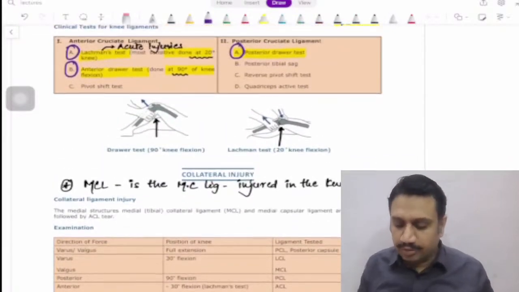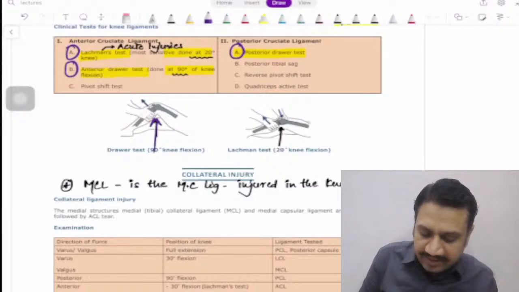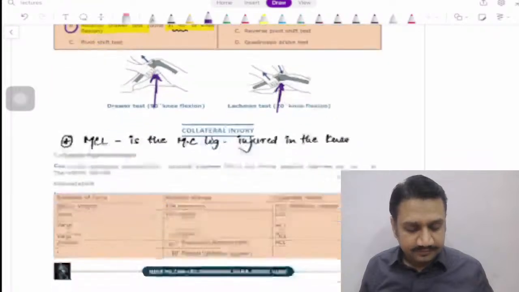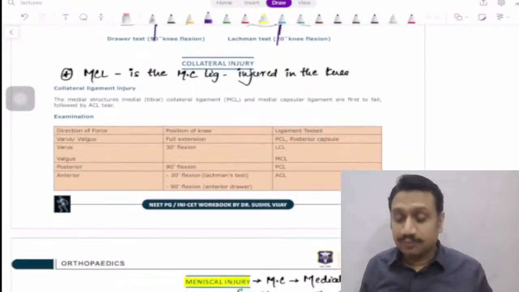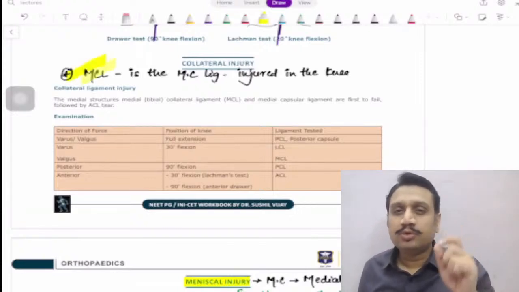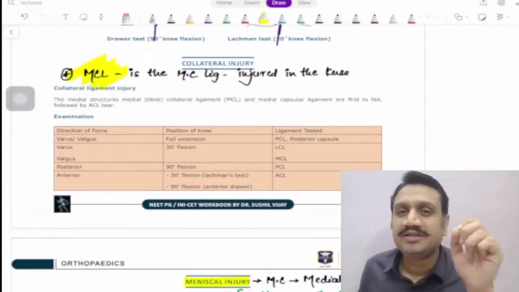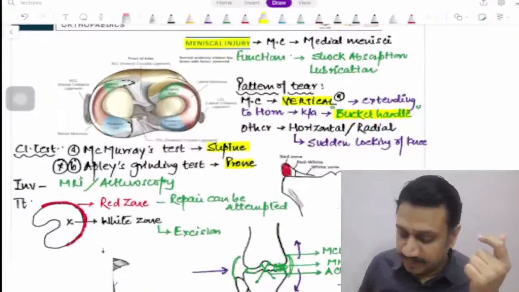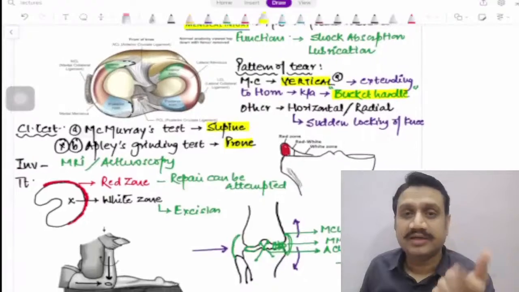In the knee, the most commonest ligament to get damaged is the medial collateral ligament. Please remember, it is the MCL. And when you talk about menisci, please remember, most commonest menisci to get damaged, medial menisci, right? Most commonest pattern of tear, it is vertical tear.